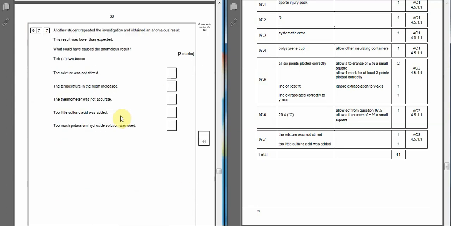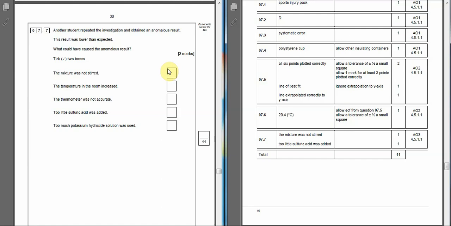For 7.7, we're looking at 2 things that could cause an anomalous result. The mixture not being stirred would mean that it might take too long to react, so that some of the heat's lost to the surroundings, and it doesn't reach its peak temperature or something like that. So that's one we're ticking. The temperature of the room increasing, I could understand why you might tick that, but unless you actually did that, then it's not a realistic thing to include as your anomaly.